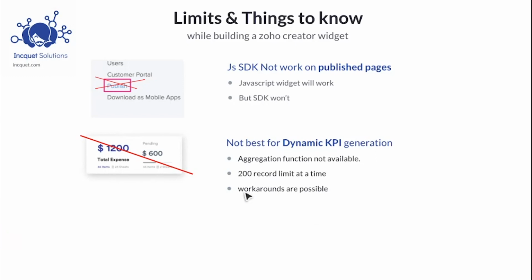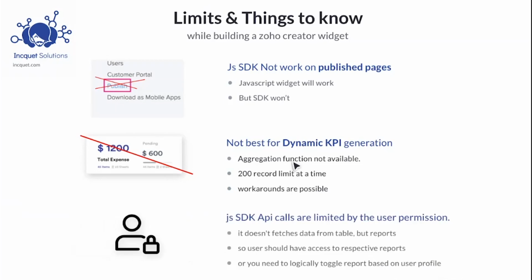So that was the main point I wanted to make, that dynamic aggregation function is not available. The last thing, the JavaScript SDK API calls are limited by user permission. What it means is it doesn't fetch data from the table, but from the report. If you see the documentation, you have to pass the report name to the get record function to fetch the data from that report.